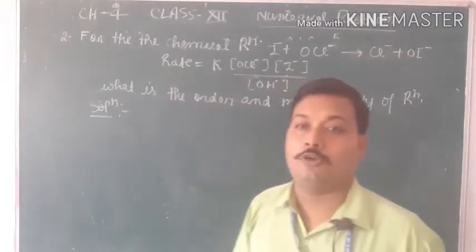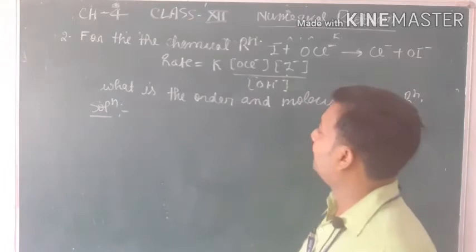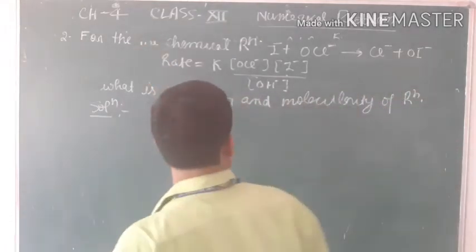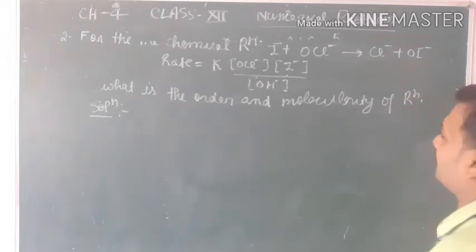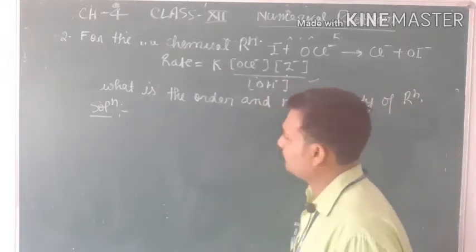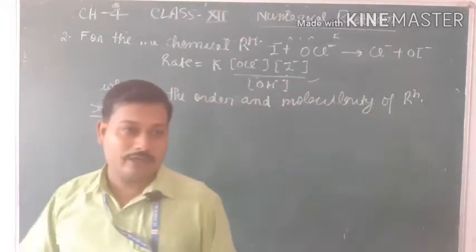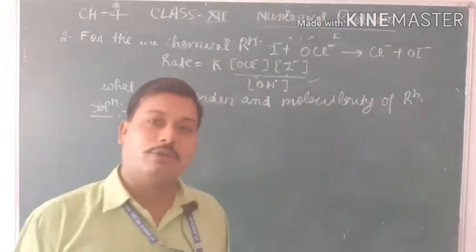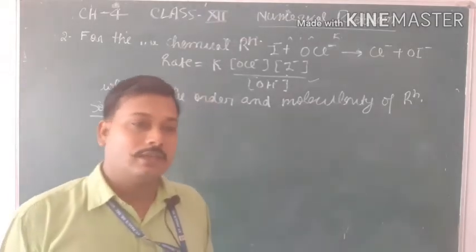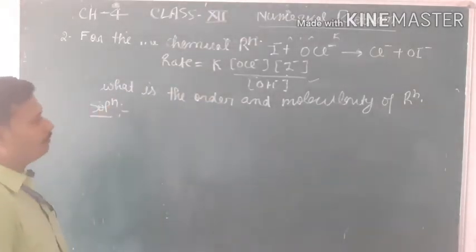Now the next problem is for the chemical reaction I negative plus OCl negative gives Cl negative plus I negative. The rate is given to you as K[OCl negative][I negative]/[OH negative]. What is the order and molecularity of the reaction? You have to calculate the order and the molecularity of the reaction. Okay, so guys, try to understand how we can solve this problem.